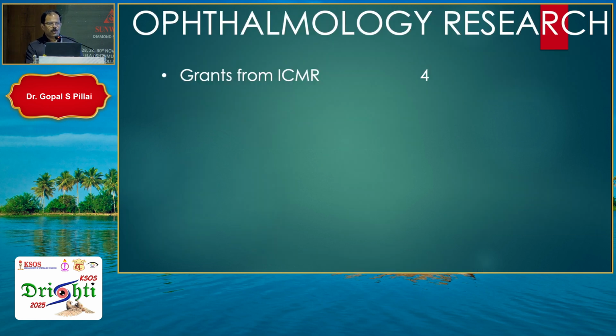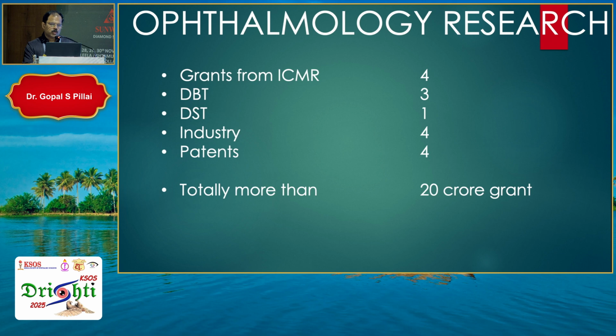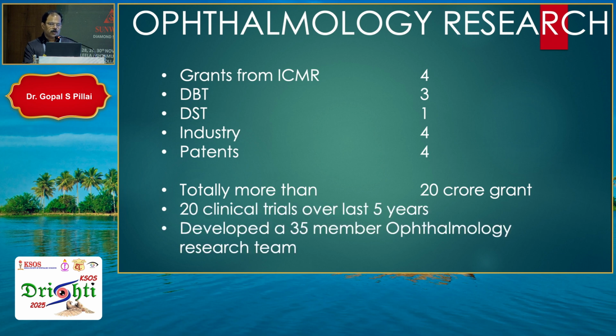And so currently in our ophthalmological research, we have 4 grants from ICMR, 3 from DBT, DST 1, Industry 4, Patents 4, and totally more than 20 core grants, 20 clinical trials, and we have developed a 35-member ophthalmology research team.